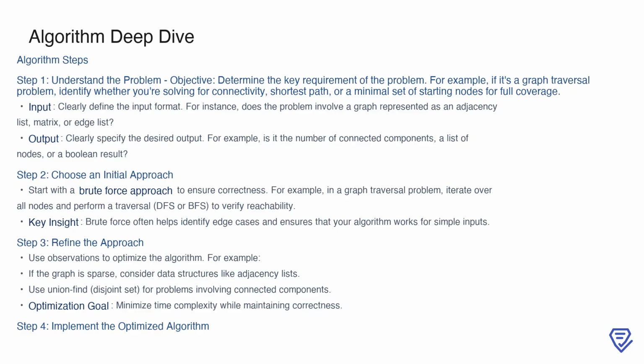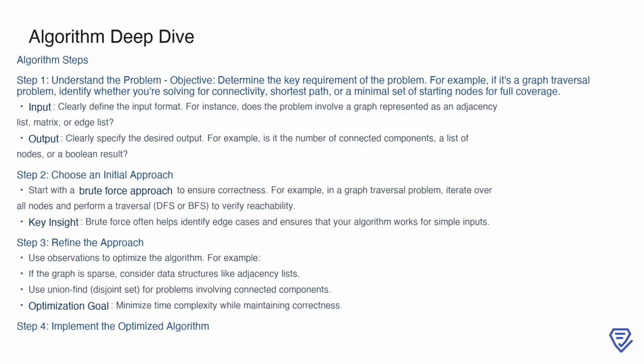Once the problem is clear, we begin with an initial approach. Starting with a brute force solution helps establish correctness. For example, in a graph traversal problem, we might iterate over all nodes and use DFS or BFS to verify reachability. This step also uncovers edge cases and ensures the algorithm handles simple inputs correctly. After that, we refine the approach using observations. For example, if the graph is sparse, adjacency lists might be more efficient, while union find can help for connectivity problems. The ultimate goal is to optimize time complexity without sacrificing correctness.